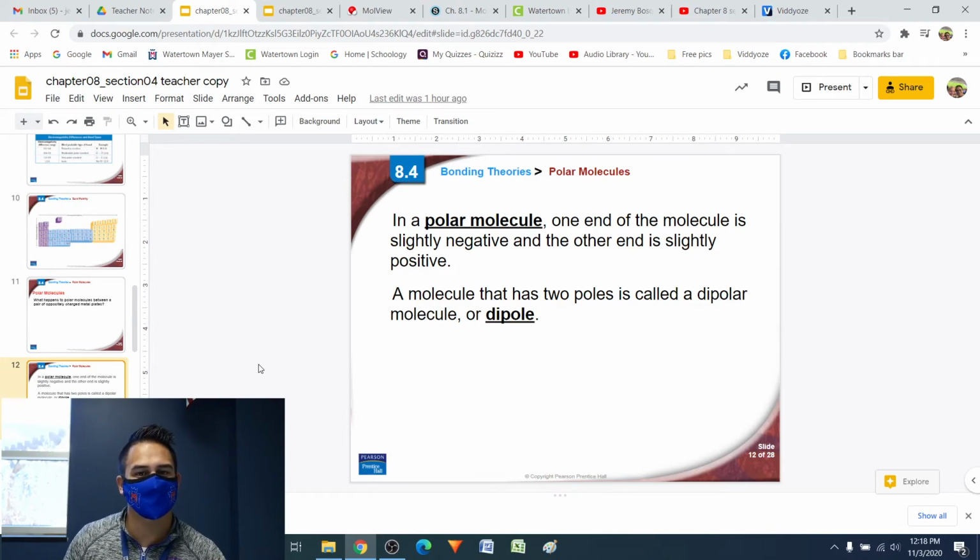So there's lots of things that don't dissolve in water, but water is very good at dissolving a lot of things because it is a polar molecule.